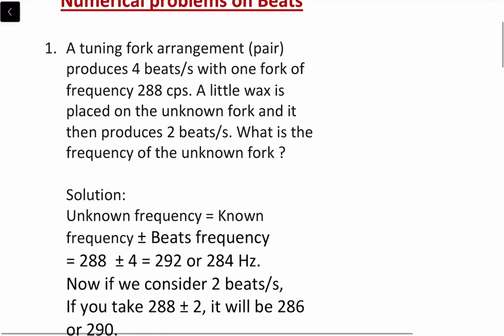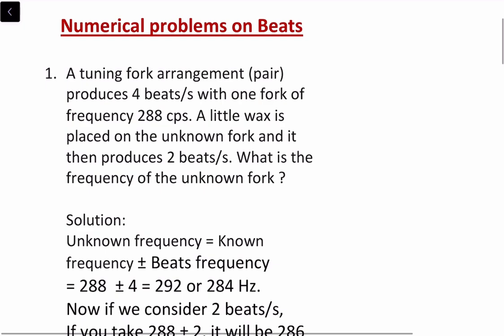Children, these types of problems are repeatedly asked in all types of exams. They ask in board exams also, as well as in all competitive exams like NEET, JEE Mains, etc. Now, when they give such problems, you have to first see which tuning fork has wax or which tuning fork is filed. So you have to think very carefully.